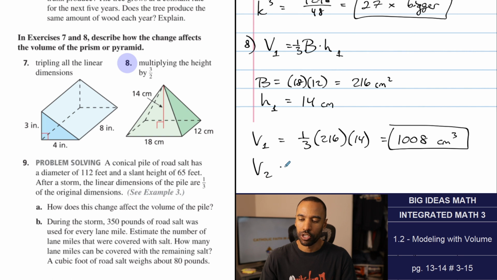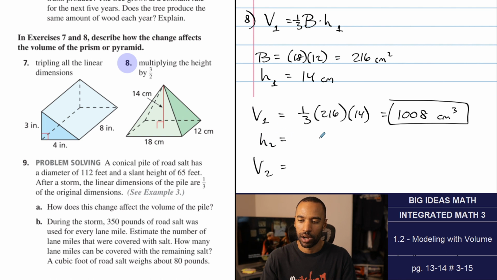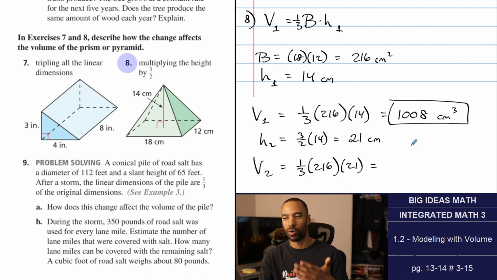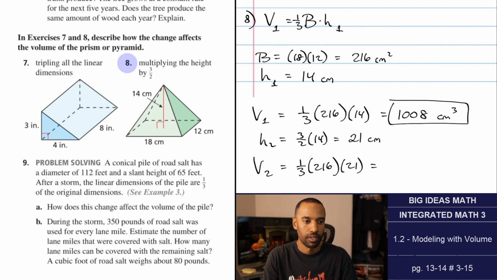Now, the second volume here is based off the new height. The new height is going to be 3 halves of what it was. 3 halves of 14 is 21. So now we're going to be just taking 1/3 of 216 times, instead of 14, it's 21. So only one part becomes 1.5 times bigger, which means this whole volume is going to be 1.5 times bigger. So let's do 1/3 of 216 times 21, and we're getting 1512.